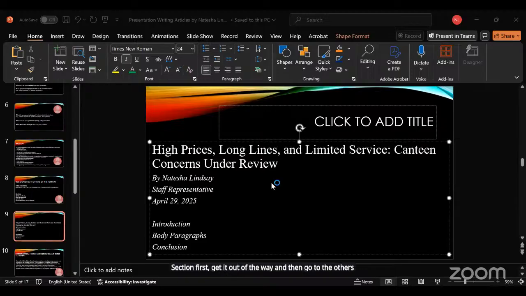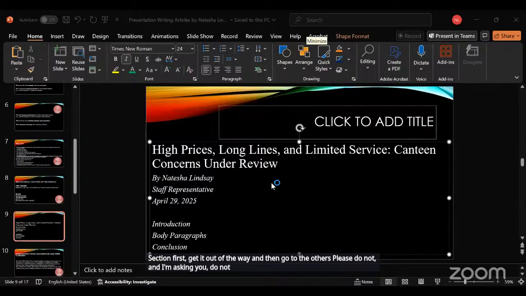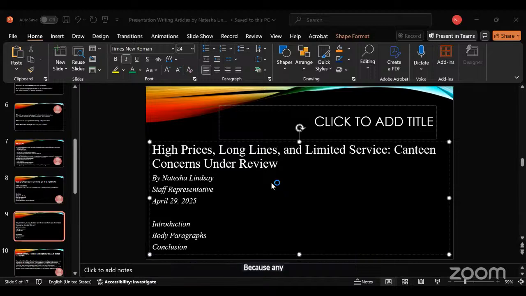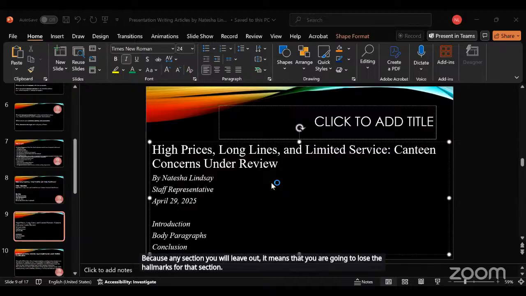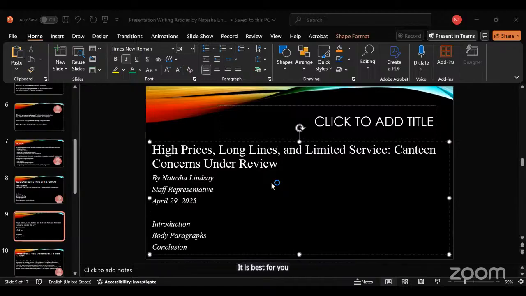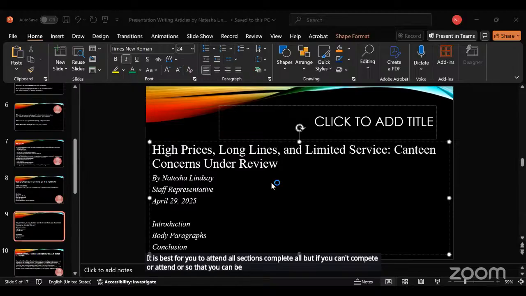Please do not, and I'm asking you, do not leave out any section of the paper as much as possible, because any section you leave out, it means that you are going to lose the full marks for that section. It is best for you to attempt all sections. Complete all, but if you can't complete all, attempt all, so that you can be awarded marks for all.